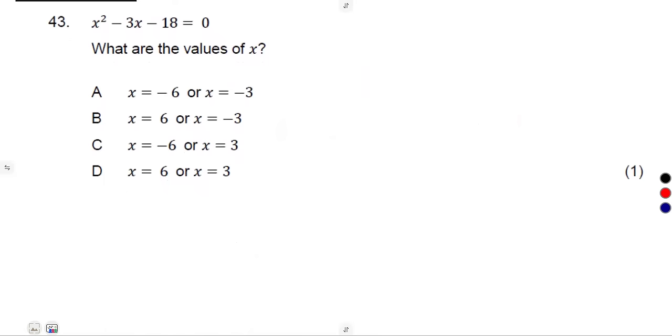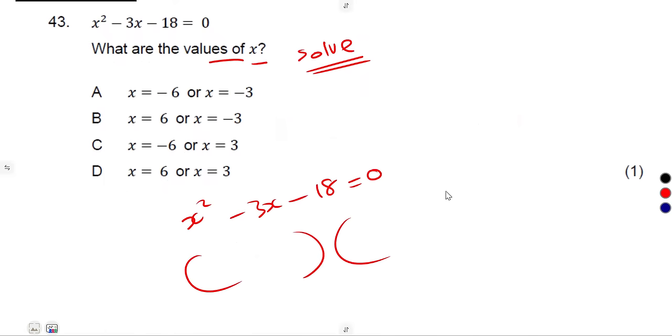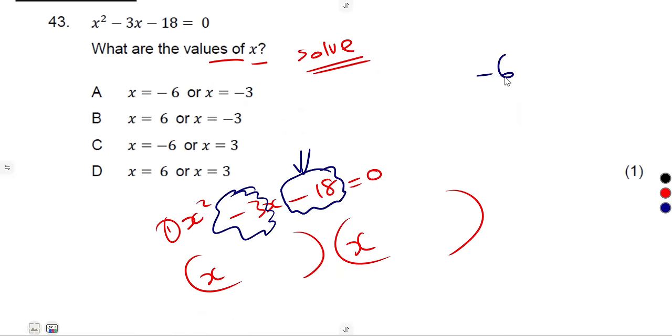All right, what are the values of x? Solve for x. Simple like that. x squared minus 3x minus 18 equal to 0. Two brackets, as we've got a trinomial having the coefficient of x squared as 1. So we're going to have x and x. What are the factors of negative 18? They must add up to negative 3. There are so many factors, negative 6 and 3, 6 and negative 3. There are so many, guys, that you can list, but for the sake of time, let us work with these two.